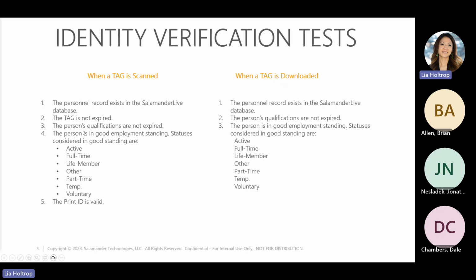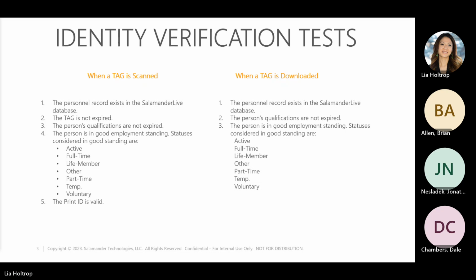The next is going to check is whether or not the person's qualifications are expired. So it's going to go through and view all of the dates that's been entered in for each qualification. Any that are expired, it's going to let you know that they've got those qualifications that are expired. Next is it's going to check whether they are in good employment standing. So to be in good standing, they have to be active, full-time, life member, other part-time, temporary, or voluntary. And then last but not least, it's going to check whether or not the print ID is valid.